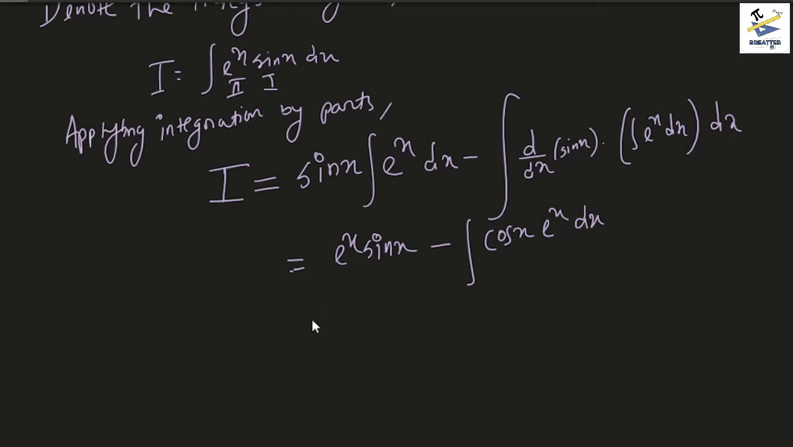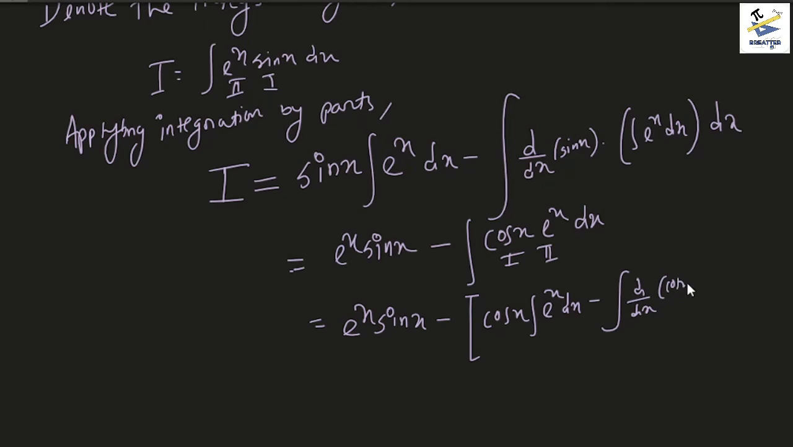Now this is another integral. So again we apply the same integration by parts technique with cos x as the first function and e to the power x as the second function. Notice how we have to do integration by parts twice here, and you will see why. It becomes cos x into the integration of e to the power x dx minus the integration of d/dx of cos x, and as you know, the integration of e to the power x dx is just e to the power x. I'll just write e to the power x dx here.